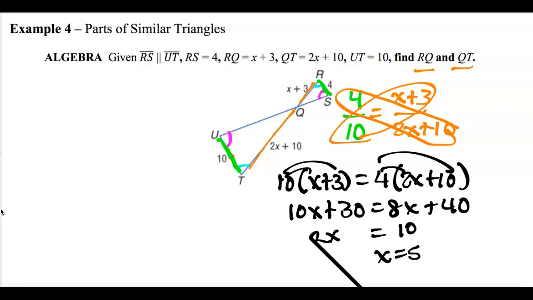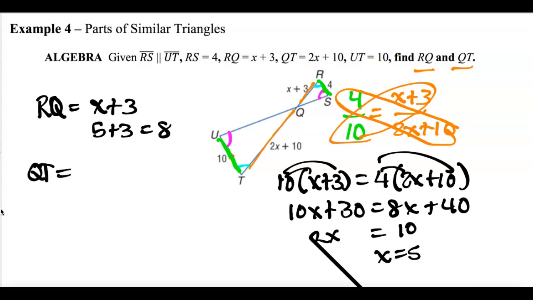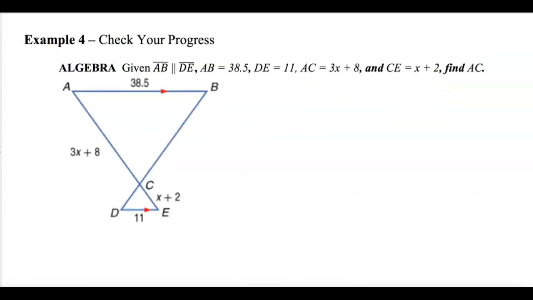Again, remember they're asking us to find the value of RQ and QT. So RQ, which we did know before, was x plus 3. So it's going to be 5 plus 3, or 8. And then we were looking for QT. QT is 2x plus 10. So we get 2 times 5 plus 10 equals 20. I'd like you to press pause and try this one on your own.